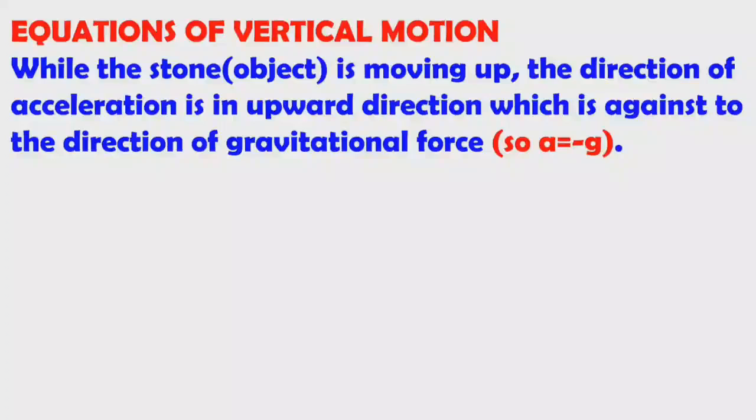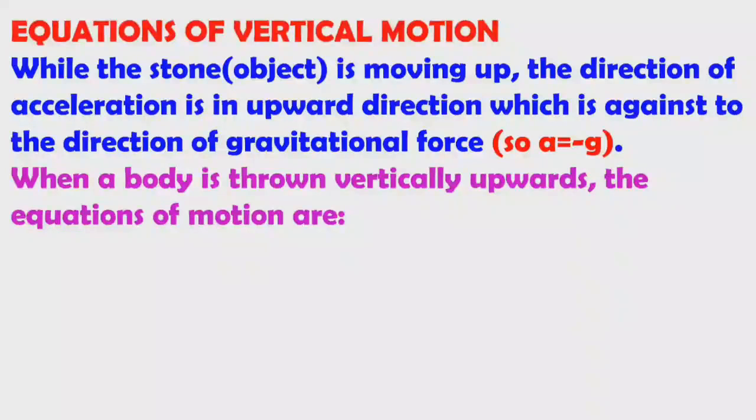which is against the direction of gravitational force. When the stone is moving up, the direction of the velocity of the stone is upward. The direction of acceleration due to gravity is downward. So this is against the direction of the gravitational force. That's why a can be taken as minus g.